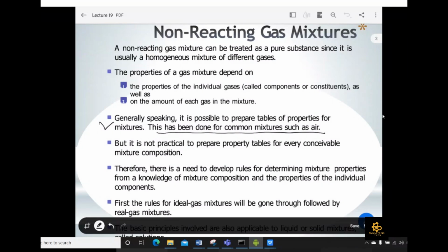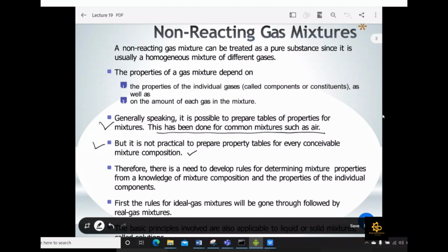Air is also one type of mixture, because it is a mixture of different gases: oxygen, nitrogen, argon, and neon also. These gases collectively make air. But it is not practical to prepare a property table for every conceivable mixture composition. There are different compositions, so it is not possible to develop thermodynamic tables for all types of mixtures.